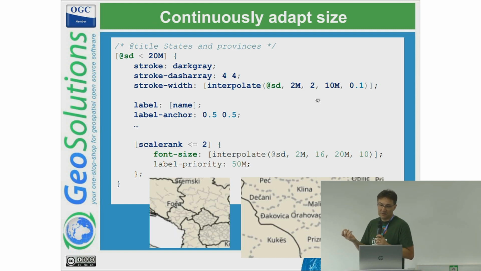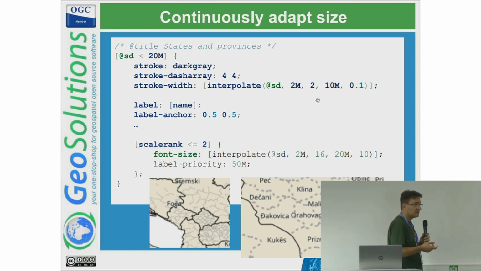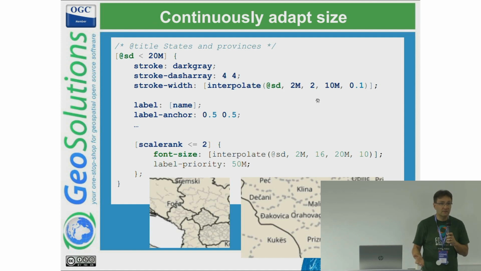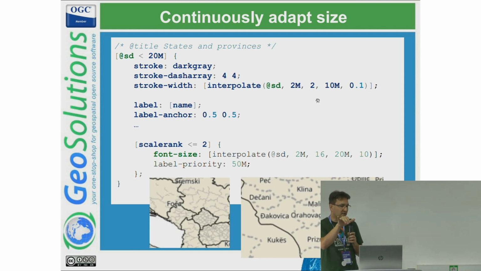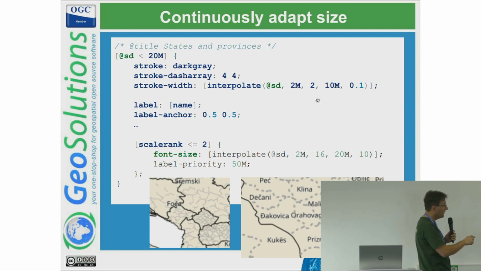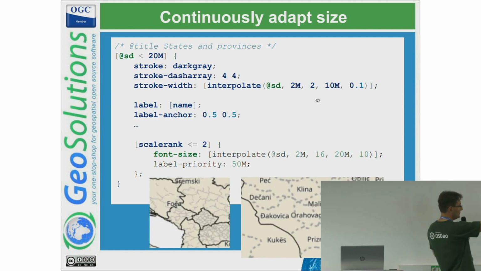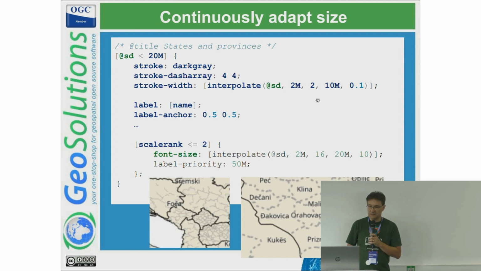And instead, with this interpolate function, we interpolate on the scale denominator property of the current scale, and we say, well, okay, I want 2 pixels at 2 million, 0.1 pixels at 10 million, and that's it. Figure out the rest by yourself. And so it linearly interpolates between the two extremes, and it has been done for the stroke width of the provinces subdivision. You can see the dash pattern getting thicker, and it does the same with the labels, with the font size of the labels.